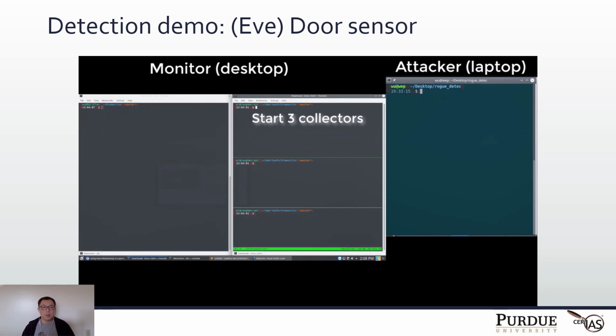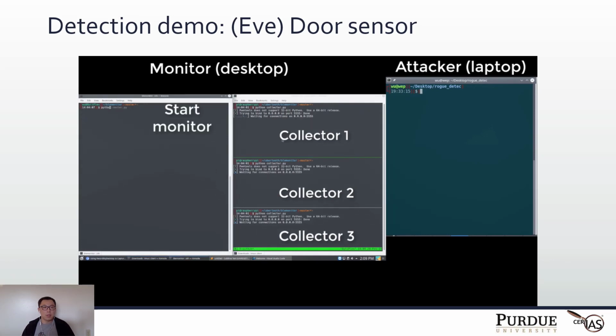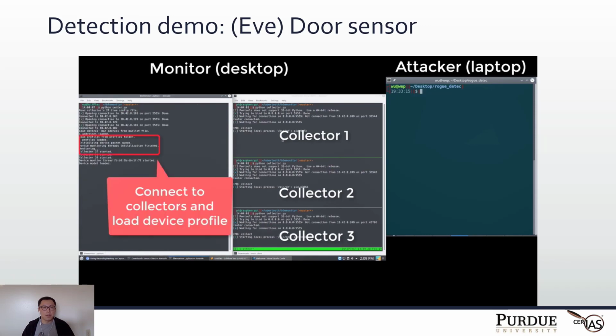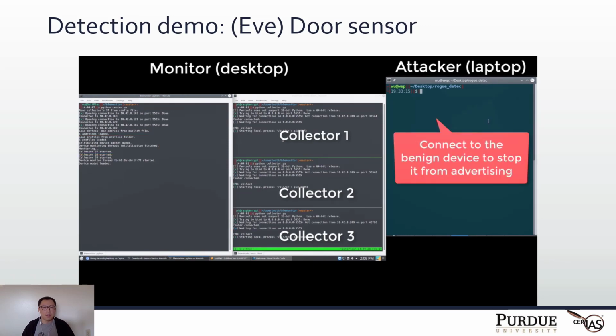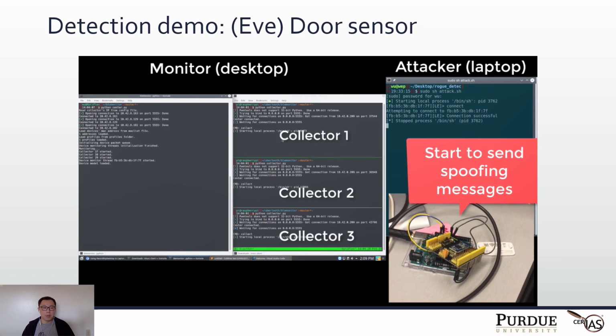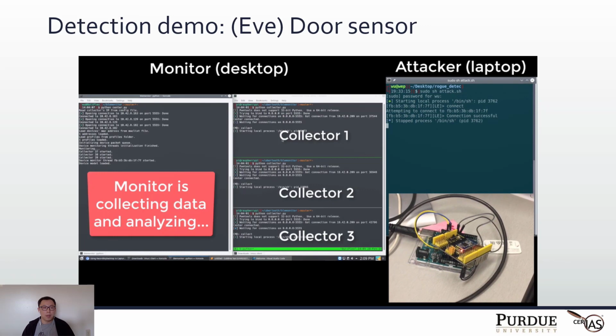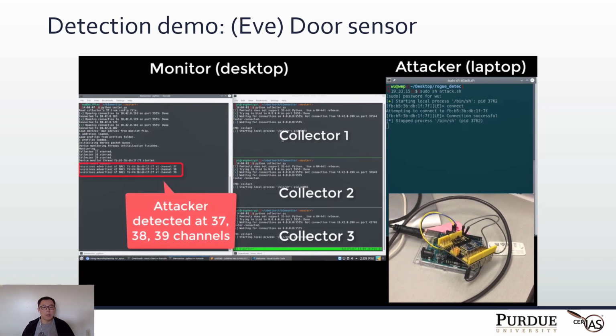First, we run the script on the 3 collectors. Then we start the monitor. The monitor first loads profiles of the device and then connects to the 3 collectors. After that, we start to emulate the spoofing attack. We start to send spoofing messages. The monitor is collecting data and analyzing the advertising messages. After a while, it detects the spoofing messages.